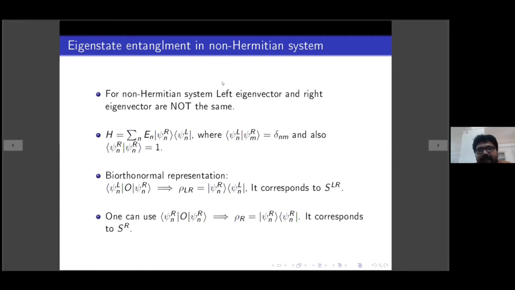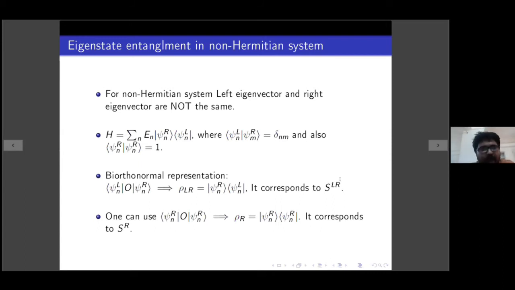Okay, so this is essentially what you had if you somehow can diagonalize some non-Hermitian Hamiltonian. Now, of course, once you have this left and right eigenvector, the question you can ask is, you can define some expectation value of some operator in this way, where you are essentially sandwiching your operator between the right and left eigenvector, and that will correspond to something called the density matrix, which I defined as rho LR, defined in this particular way, and that will correspond to the entanglement entropy, which again I defined as S superscript LR.